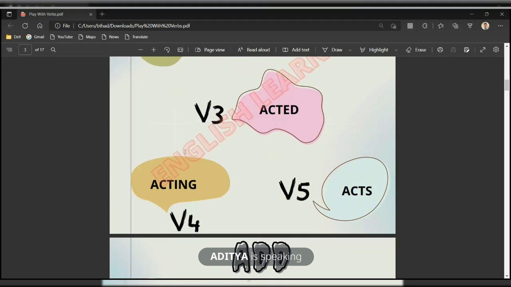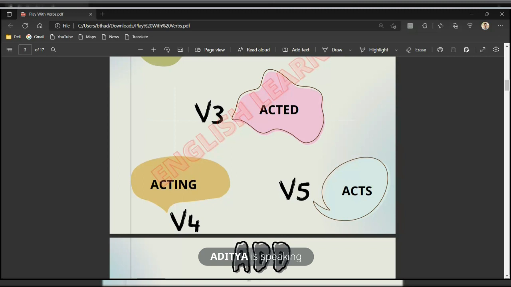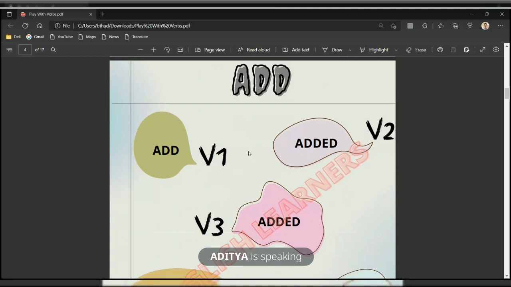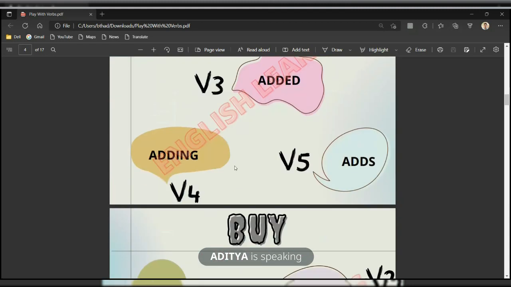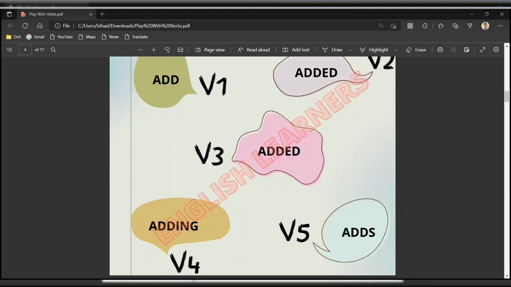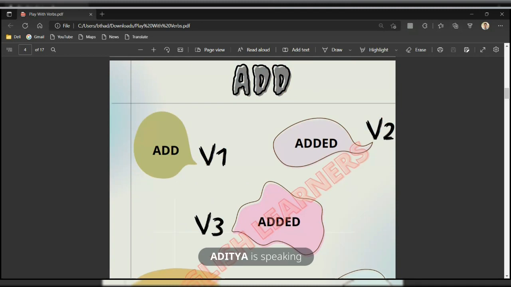So anyone wanna make examples with acts? I think someone already made an example using acts. Shall I move to the next one? That is add. Very simple. Add, added, added, adding, adds. Now you can make examples very simply by using add. Anyone can make an example.